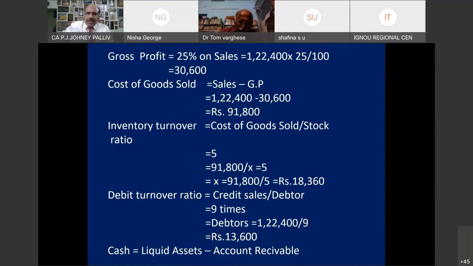What is the mathematical equation for cost of goods sold? Sales minus gross profit. So what is sales? 122,400. And what is gross profit? 30,600. What is then cost of goods sold? 91,800.